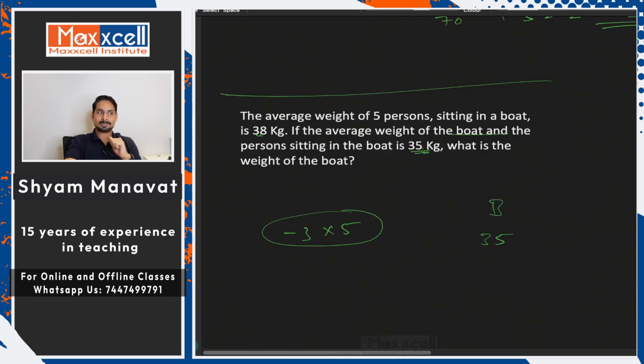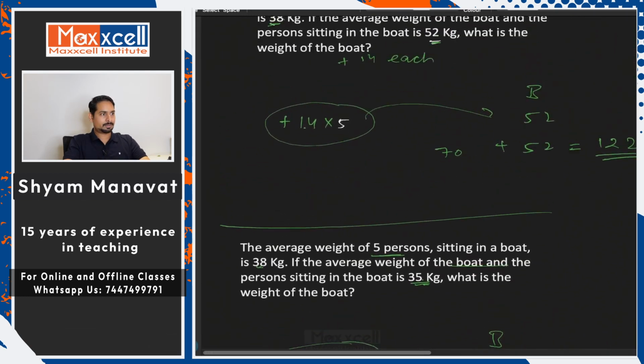So what must be the weight of the boat? What is the boat having now? After equal distribution, 35. So before equal distribution, the average reduces by 3. So minus 3 multiplied by 5, because the average of the remaining 5 people. If you do minus 3 into 5 plus 35, this is minus 15 plus 35, that means 20. So the boat weight must be 20 kg. Did you understand this?